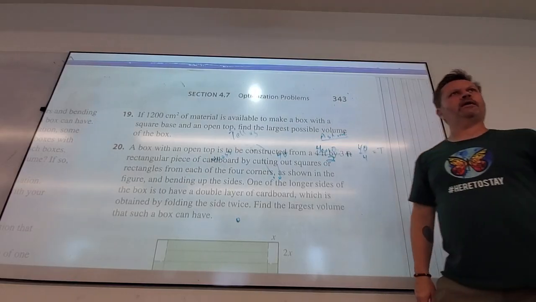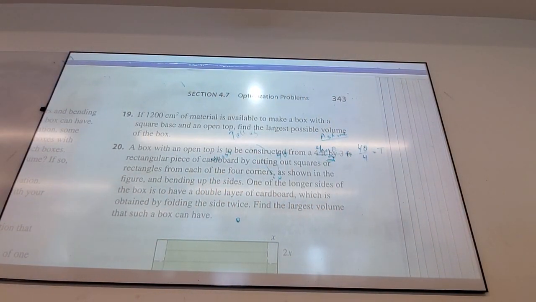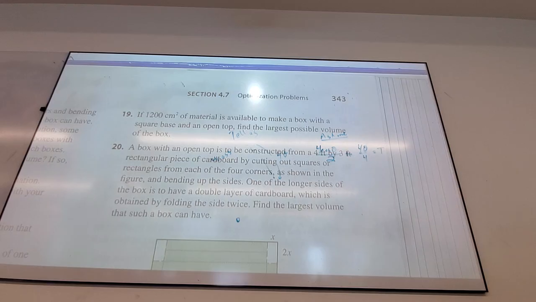We make freaking boxes a lot when we do optimization. We make a lot of boxes, we have a lot of farmers doing their thing, like, good lord. Can the farmers make the boxes, can we save some time? A square base and an open top. So 19, can somebody tell me the idea related to what they just told us?